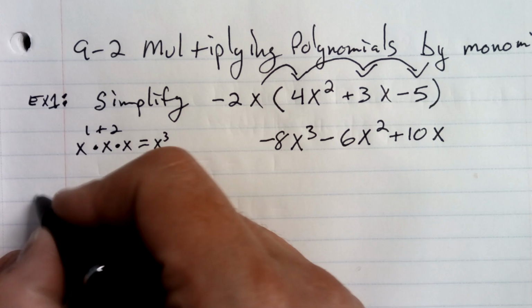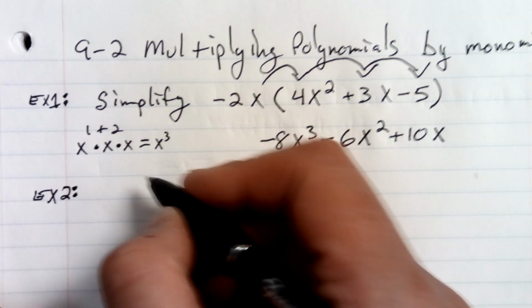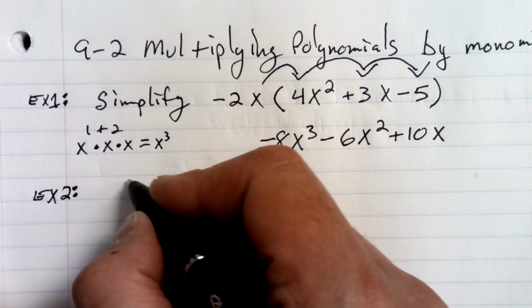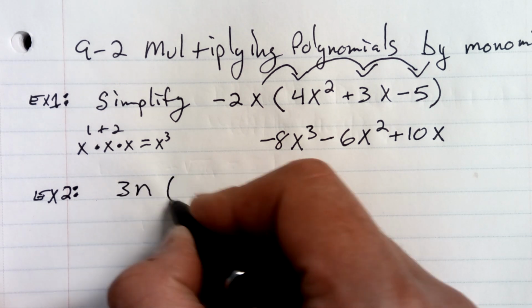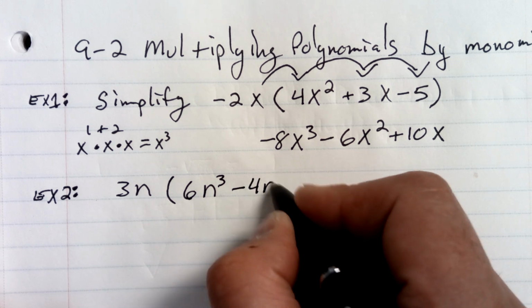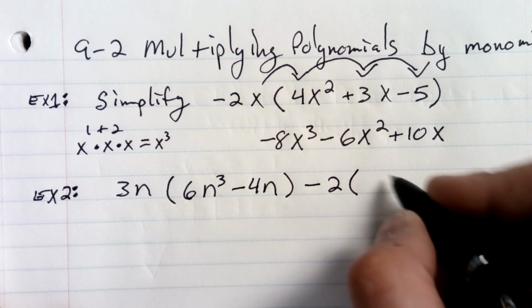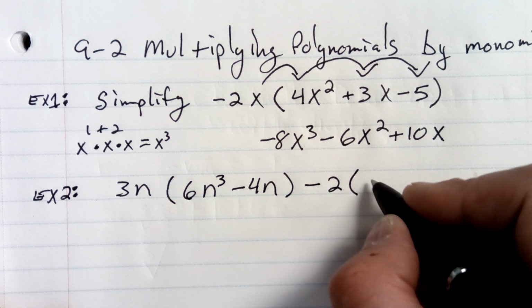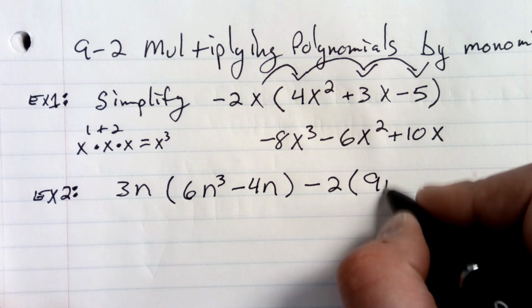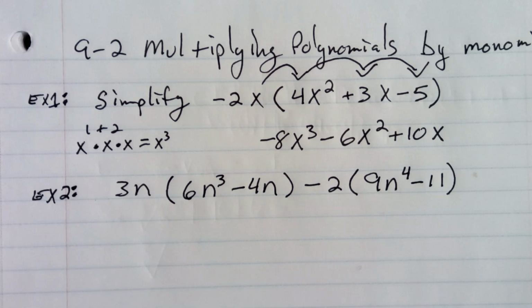All right, let's try another one. Does it get any harder? Yeah, just a little bit, not too bad. Nothing that's too strenuous. 3n times the quantity 6n cubed minus 4n minus 2, or subtract 2, however you want to look at it, times the quantity 9n to the 4th minus 11.